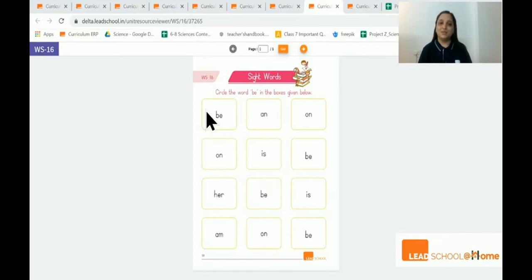Parents, in this worksheet, your child will circle the word B from the words given below. So your child will look at each word and if that word is B, then they will circle it. Please point at each word and ask them if that word is B. If they say yes and if they are correct, ask them to circle it. Now I am going to show you how you are going to do this activity with your child.